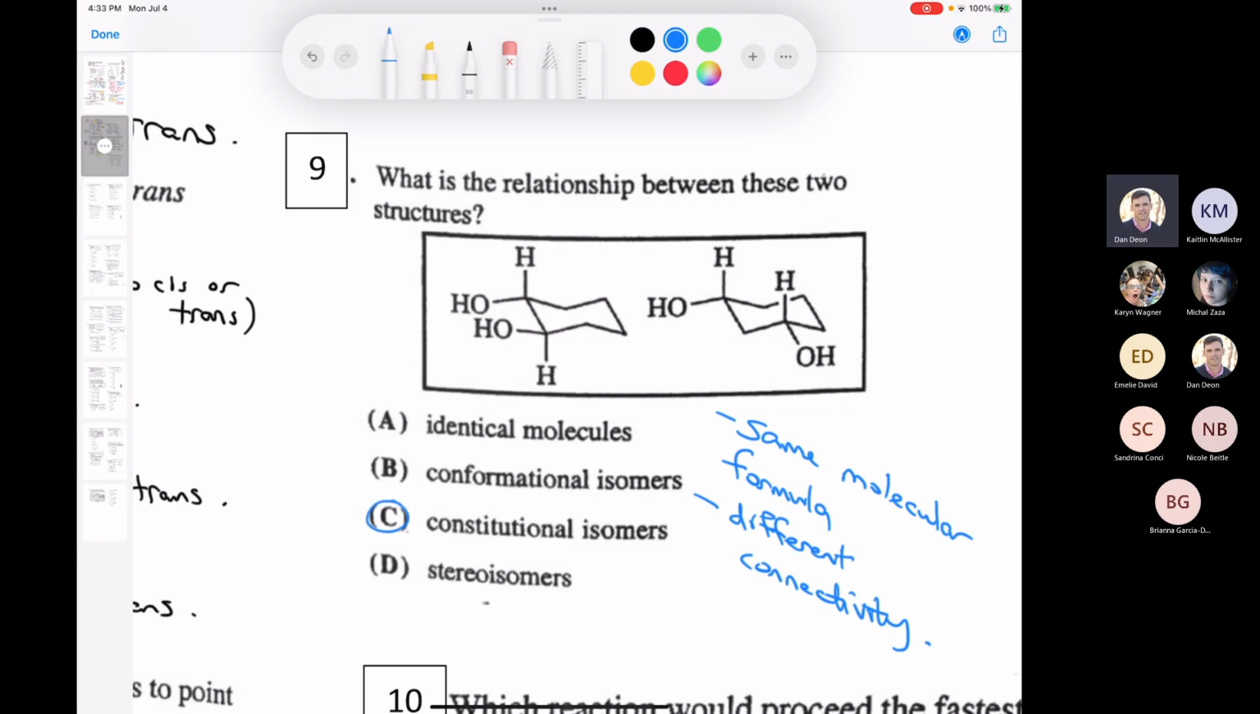Nothing more than that. Same molecular formula, but they have a different way of putting the atoms together. I mean, you can clearly see this one is trans 1,2-cyclohexane diol, and this is cis 1,3-cyclohexane diol. So two different compounds, but same molecular formula.